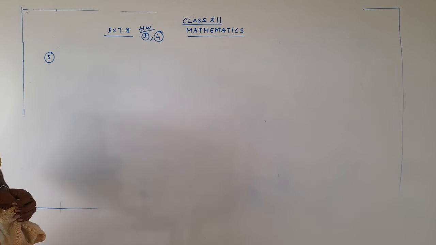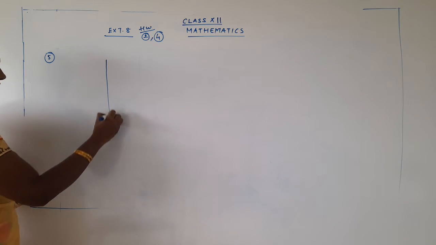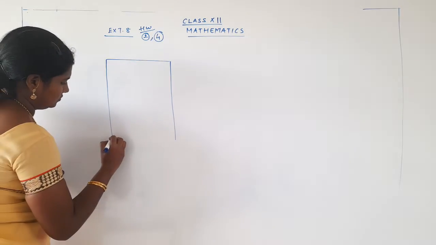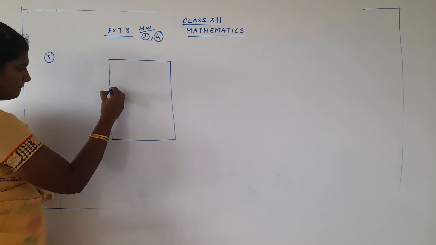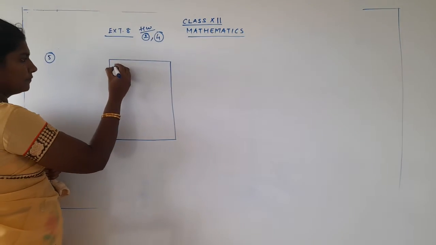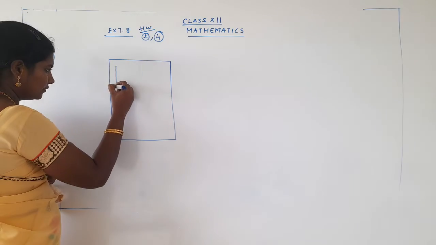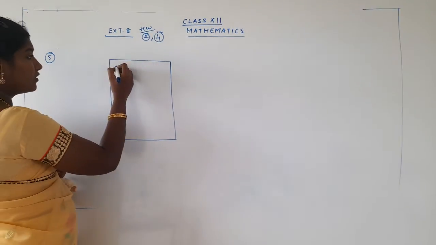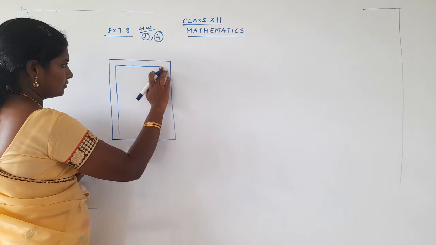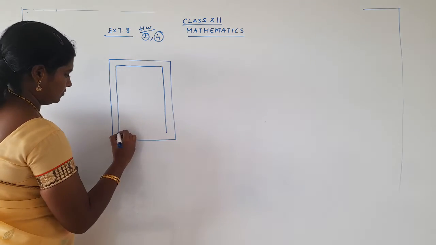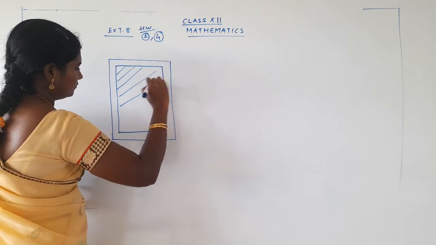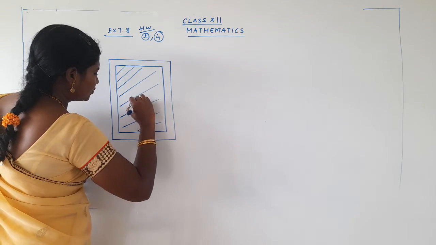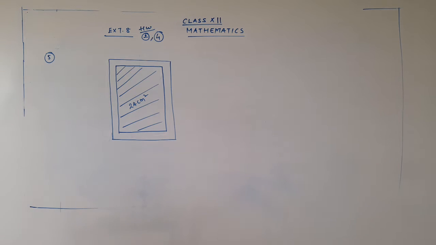And just draw the figure. For this sum, we have to draw a figure. Using the figure, I will explain to you the question. Okay, children? So, just draw a rectangular page. They're talking about the printed area. That means we have a margin over here. I think you would have seen the frames and all. So this is a rectangular page. This is a printed area. And this printed area is 24 square centimeter.